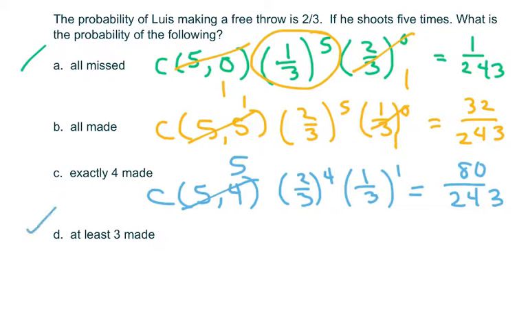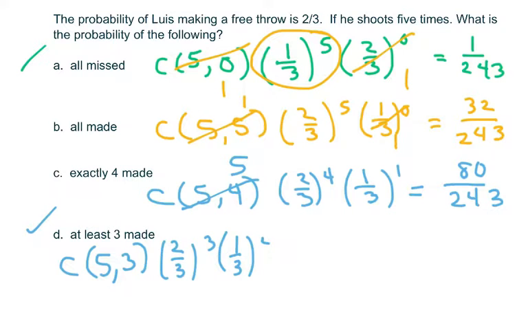And again, this one's the hard one. He at least makes 3. So he makes 3 would be 2/3 to the 3 and 1/3 he misses. Again, these two numbers should match. That's a 2.